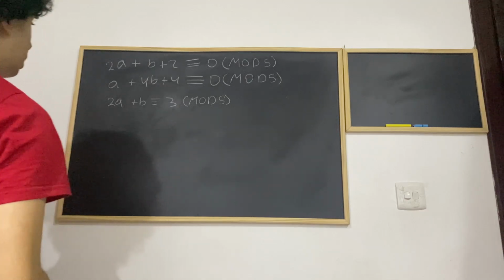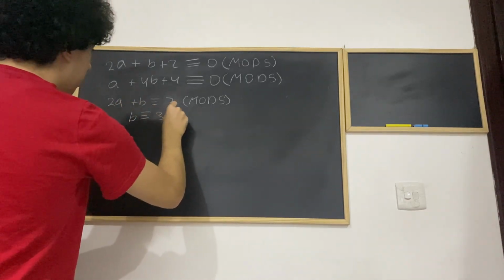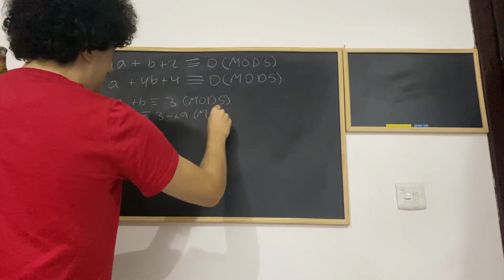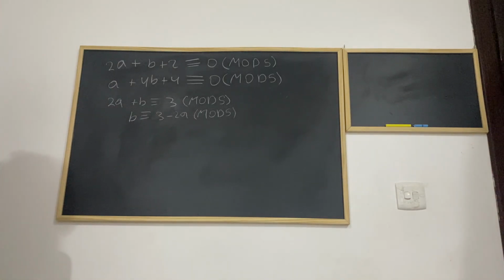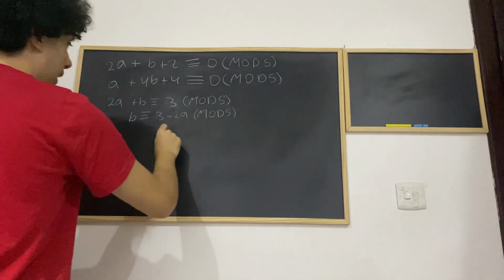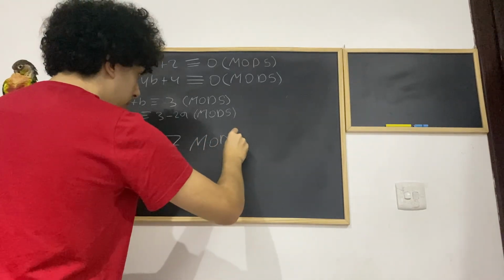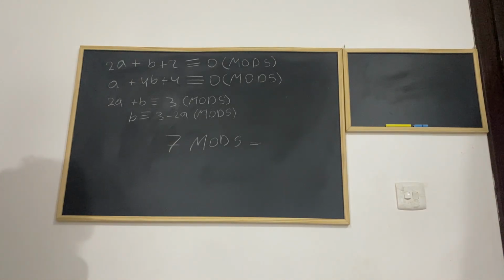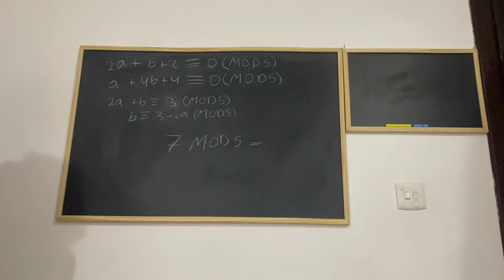Isn't that correct? So let's isolate this b. So b is congruent to 3 minus 2a mod 5. Now, I want to show you something before we move on. Let's say we have 7 mod 5. What will this give us? 7 divided by 5 is 1, remainder 2. The mod function basically returns the remainder. So the remainder is 2.